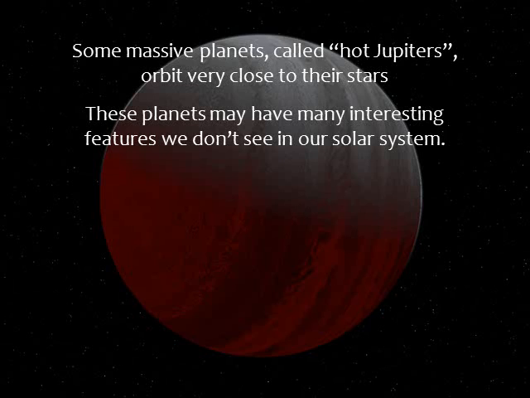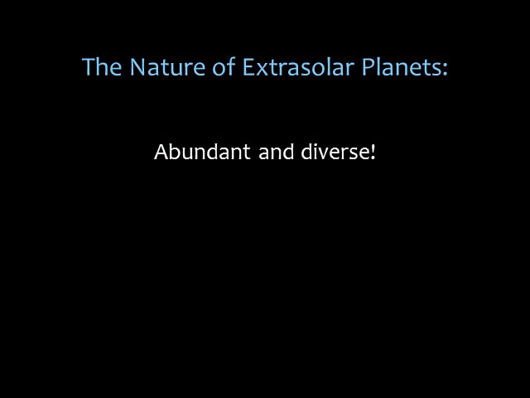Finally, we can't ignore the effect of orbital distance on a planet's nature. Hot Jupiters could have all sorts of interesting features, like clouds of mineral flakes or steamy atmospheres. The bottom line is that extrasolar planets are abundant and diverse.